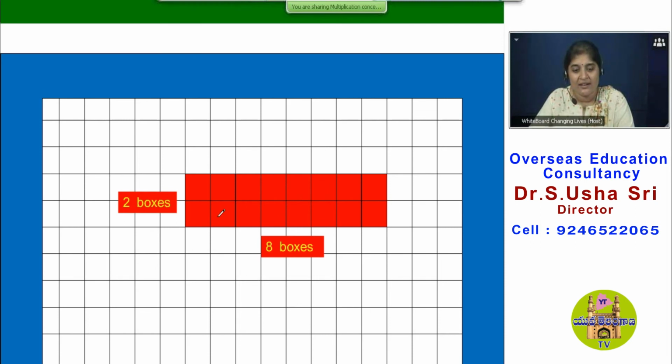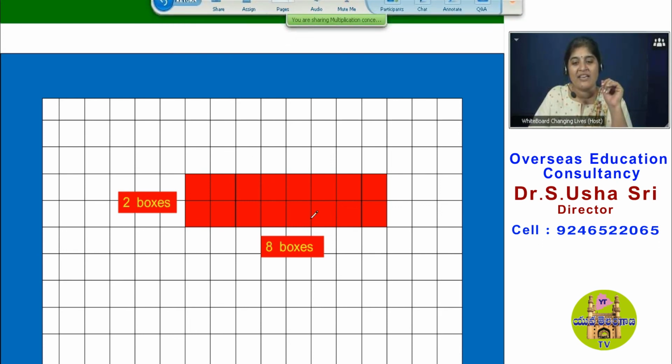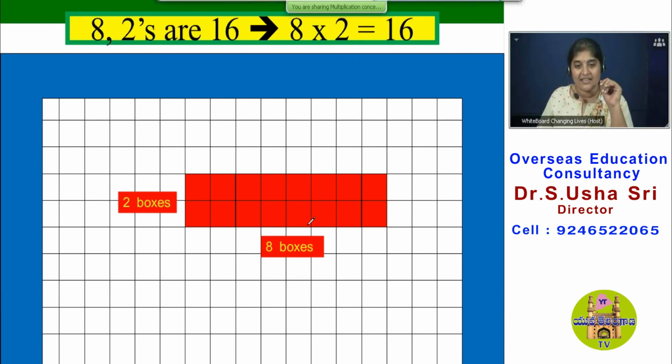But how many boxes are there in total, children? 1, 2, 3, 4, 5, 6, 7, 8, 9, 10, 11, 12, 13, 14, 15, 16. So there are a total of 16 boxes, out of which we had 8 down and 2 the other side. How do we write it? So 8 twos are 16. 8 into 2 is 16. 8 twos are 16 or 8 into 2 is 16.